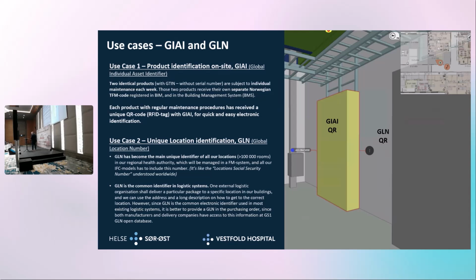Use cases. How are we going to use this? We have two use cases which I've written here. You can see this is actually a drawing from our hospital, our model. The first use case is GAI, Global Individual Asset Identifier. We have shown both the GLN QR code at the room and the GAI QR code at the object itself.